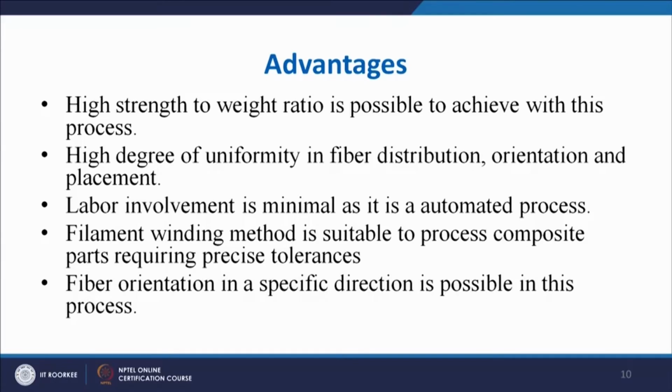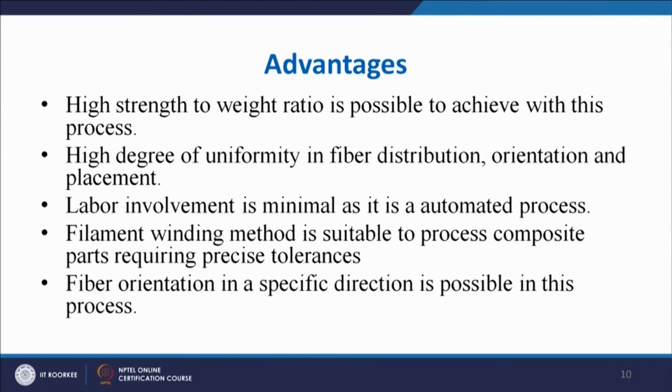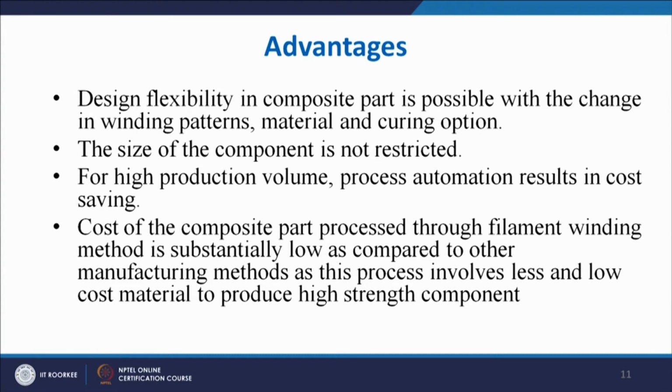Labor involvement is minimal as it is an automated process. Filament winding method is suitable to process composite parts requiring precise tolerances. As the quality control can be automated, we can get good product using the filament winding process. Fiber orientation in a specific direction is possible in this process, which I have already highlighted. Design flexibility in composite part is possible with the change in winding patterns, material, and curing options. So that can lead to tailor-made parts.